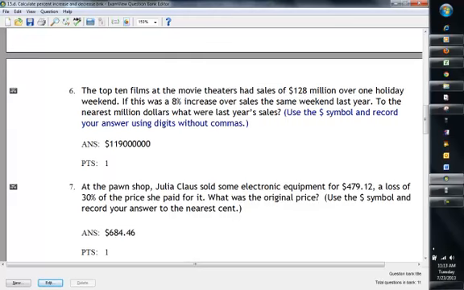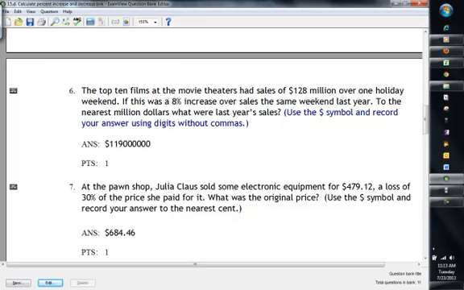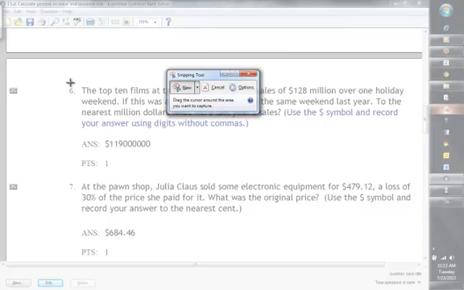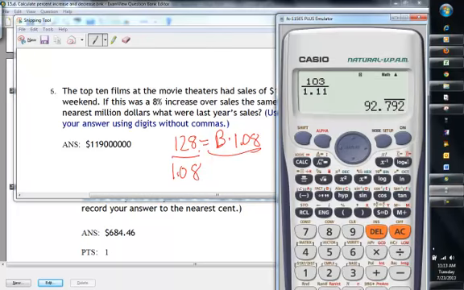Top 10 films had sales of 128 million over one holiday weekend. This was an 8% increase over sales of the same weekend last year. Okay, so this is the part. Last year is the base. So 128 is the base times 1.08. Divide both sides by 1.08. 128 over 1.08 gives us 118.5 or 119 million dollars if you round it.